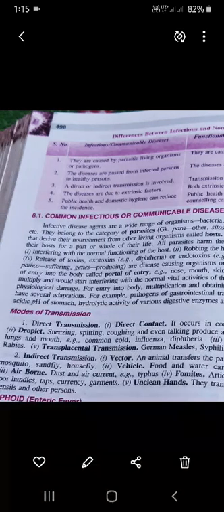इस तरह indirect transmission, vector, an animal transfers a pathogen while visiting the host, for example, mosquito, sandfly, housefly. Vehicle, food and water carry pathogens, for example, typhoid. Airborne, dust and air current, typhus. Fomites, articles coming in contact with the patient, door handles, tap, currency, garments, unclean hands, they transfer pathogens to food, termites, food utensils, and other persons.